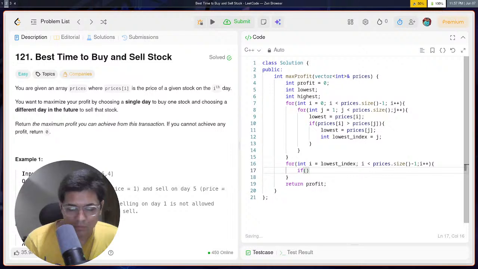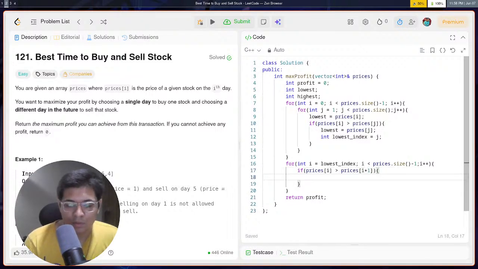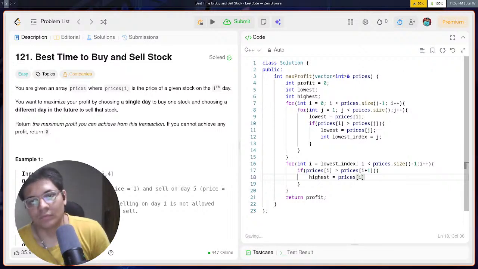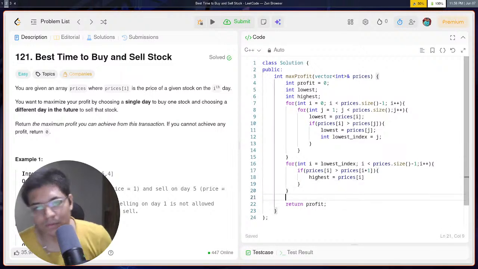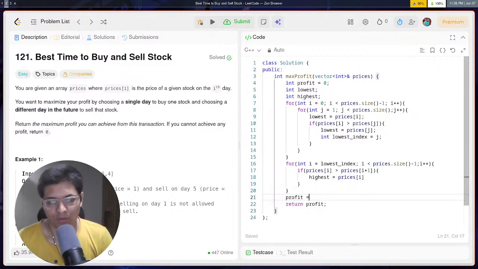Like if prices i is greater than prices i plus 1, then highest will become prices of i. And we know that profit is equal to highest minus lowest.